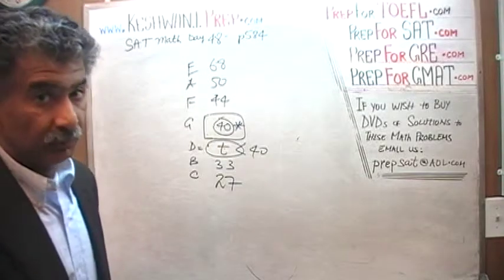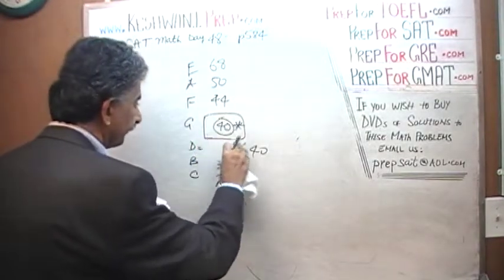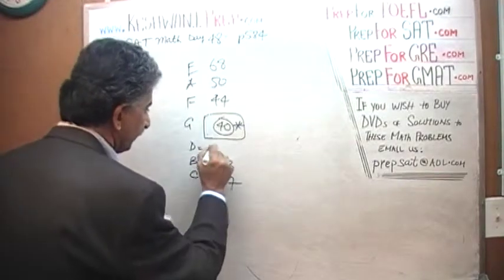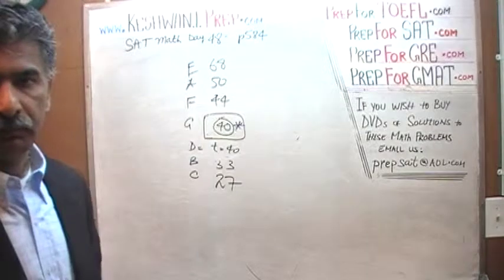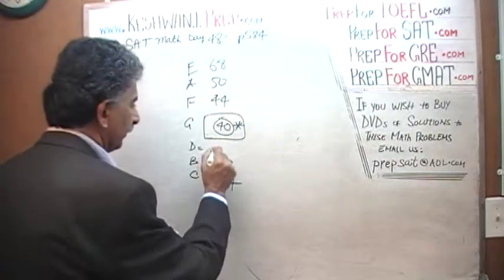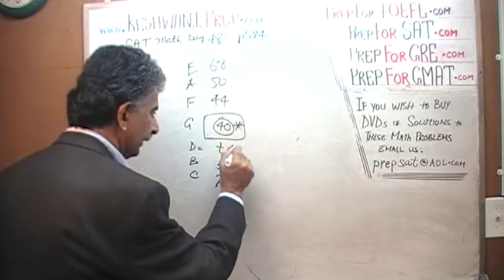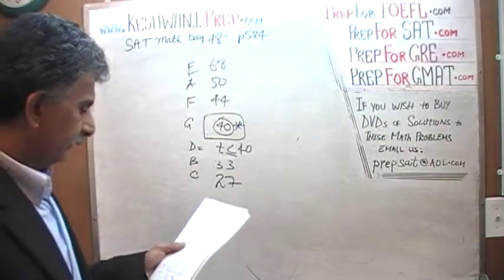D cannot be 42. D can be 40. It is possible for D to be 40. It's quite alright to have two 40s, but it cannot be 42. D has to be less than or equal to 40. And therefore the answer is E.